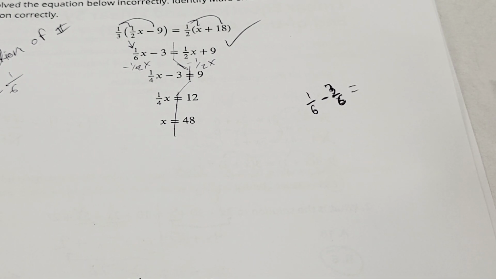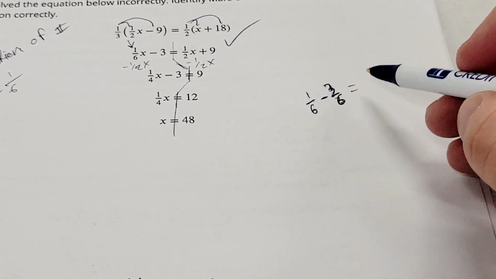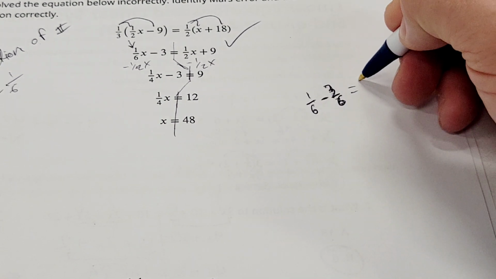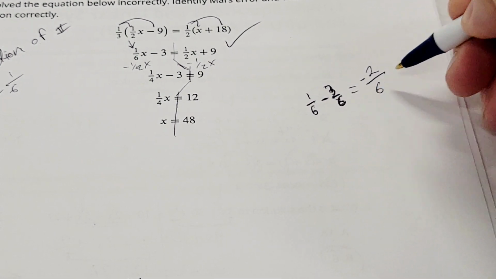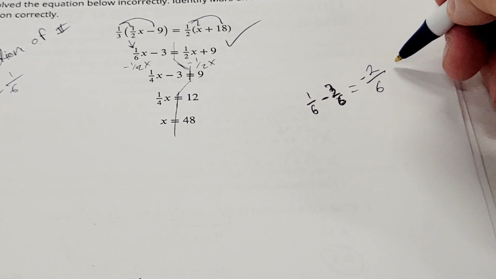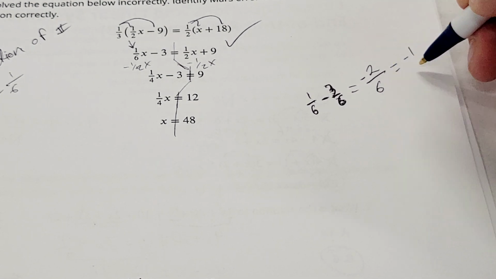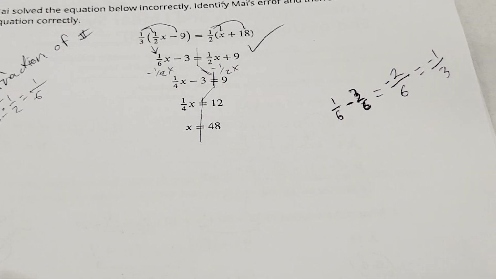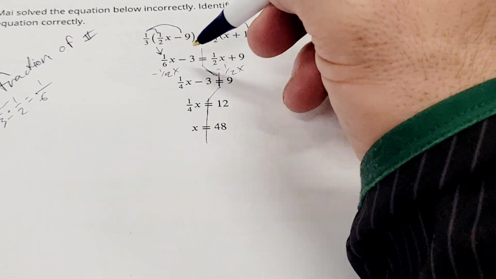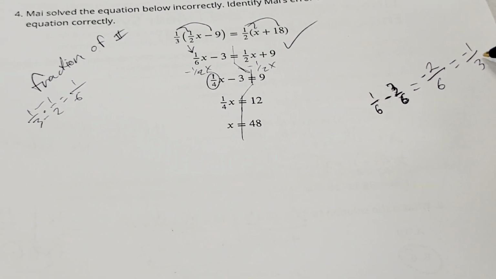So I should have 1 minus 3 is negative 2, and then the common denominator stays the same. And now this can be simplified because 2 divided by 2 is 1, and 6 divided by 2 is 3. So, in other words, her quarter here is not correct. So that should be negative 1/3.